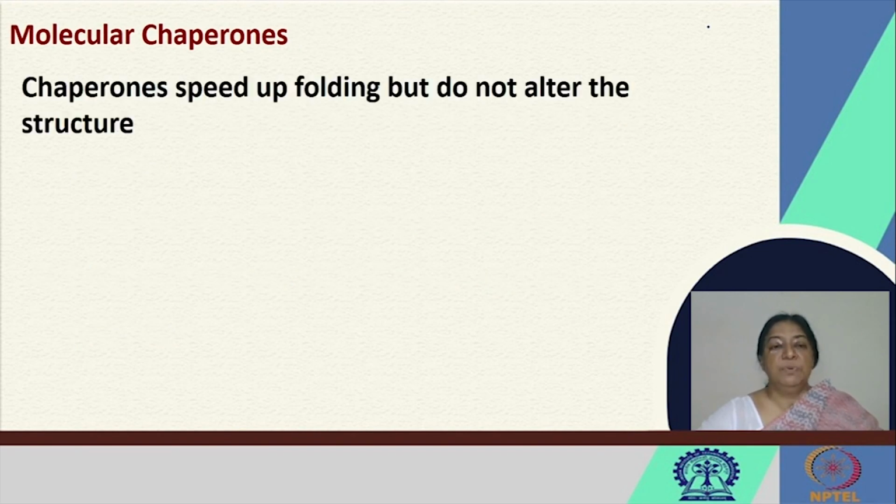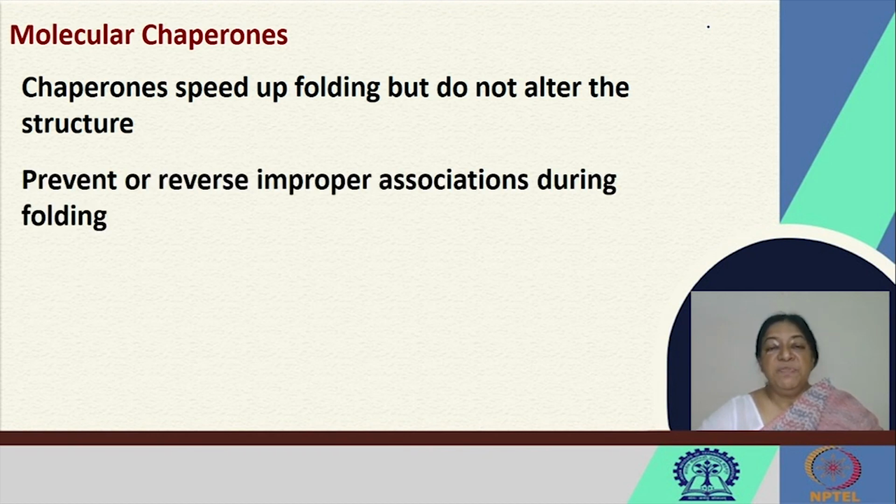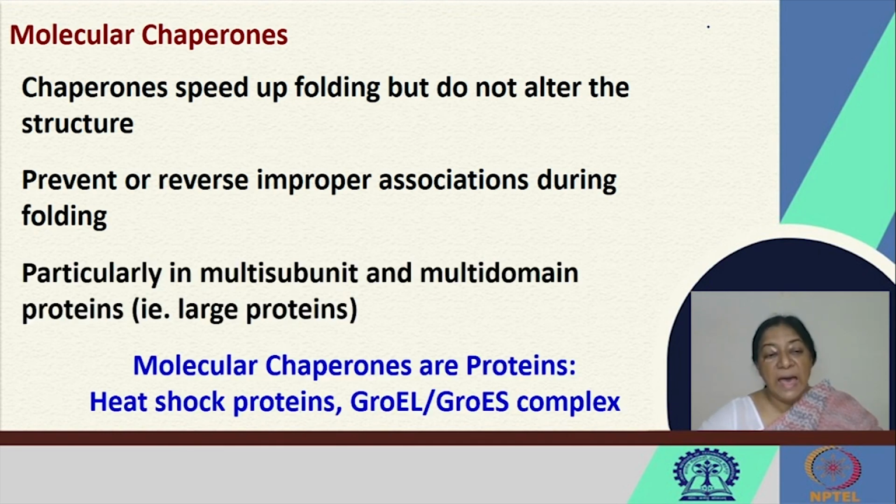The molecular chaperones speed up the folding process so that there is no sudden compactness or hydrophobic collapse in a manner that is going to result in a misfold in the protein. They prevent or reverse the improper associations that might occur during folding. And this is particularly interesting in multi-subunit and multi-domain proteins.